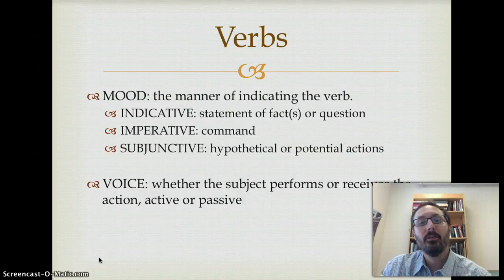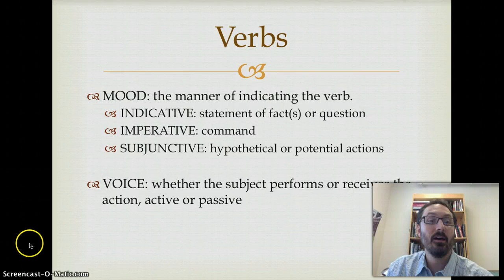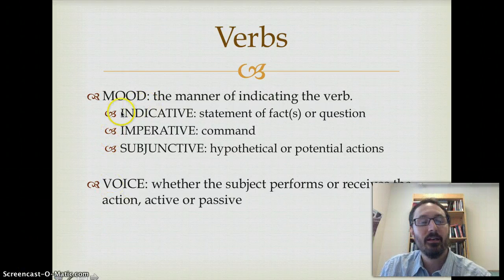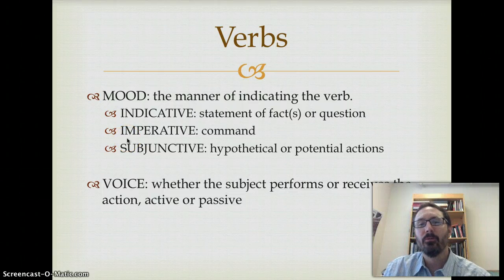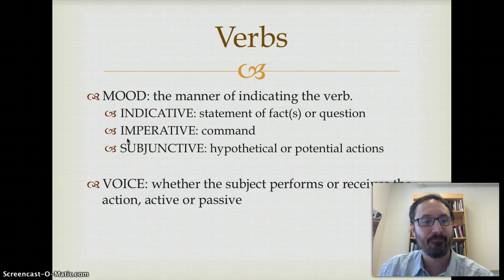Mood of a verb is something we're going to talk about much more in depth down the line. But for the time being, most of our verbs will be in the indicative mood. That is when a verb is simply stating a fact or asking a question. Or in the imperative mood when a verb is a command, like take out the trash, or clean your room, or do your homework, all of which you've probably heard in the past.